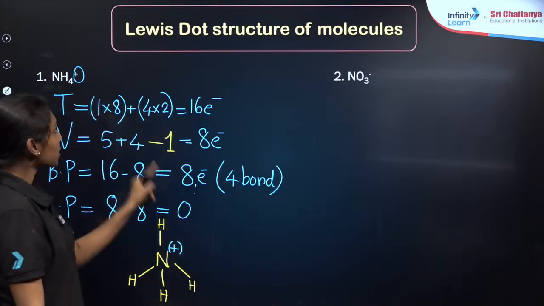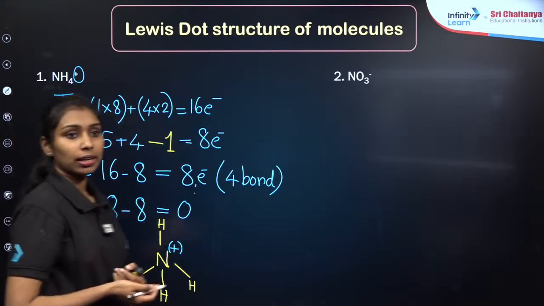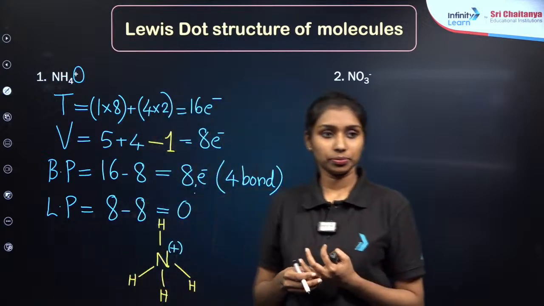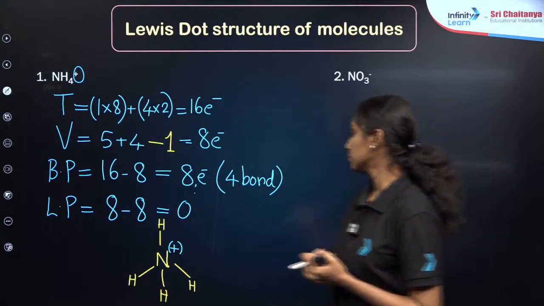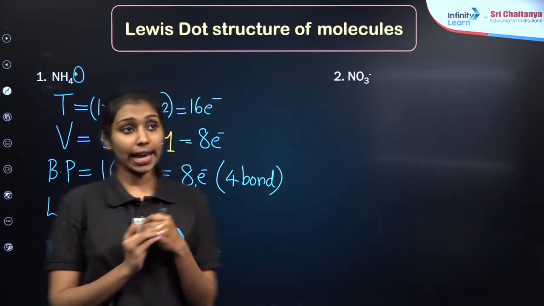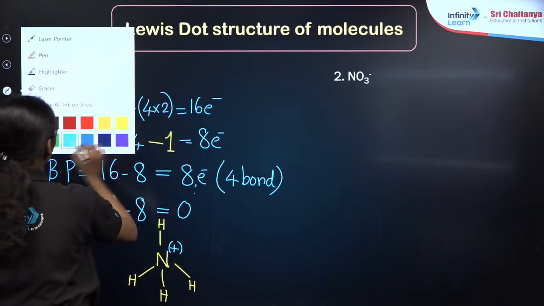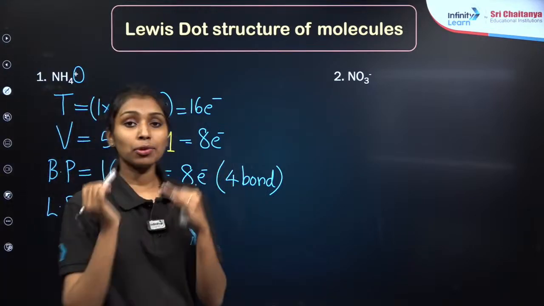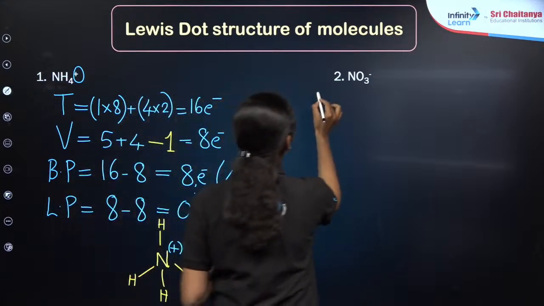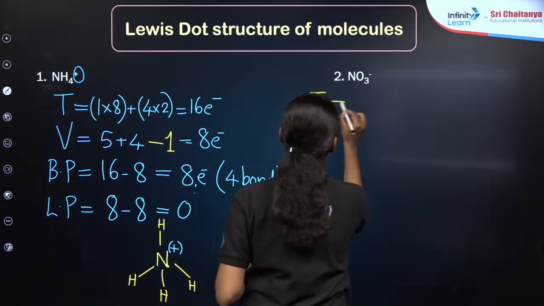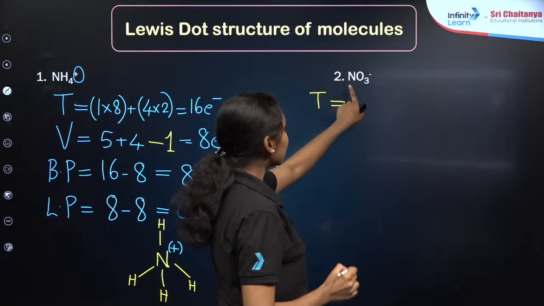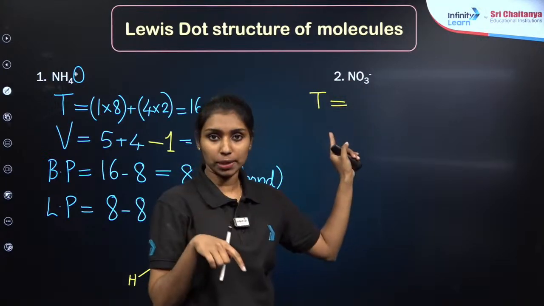Clear? This will be the Lewis dot structure of the molecule. Clear? Now the next structure is NO3 minus. That is a polyatomic anion. Again, the same rule you have to repeat. Find out the total number of valence electrons, assuming it follows the octet rule. Here it is 1 nitrogen plus 3 oxygen atoms, total 4 atoms, right?